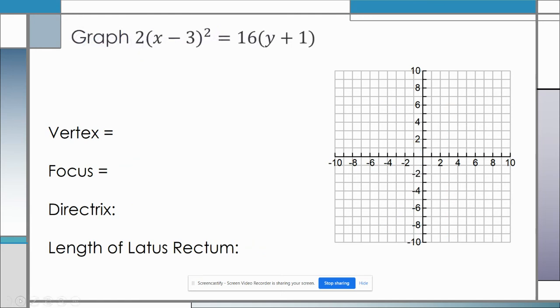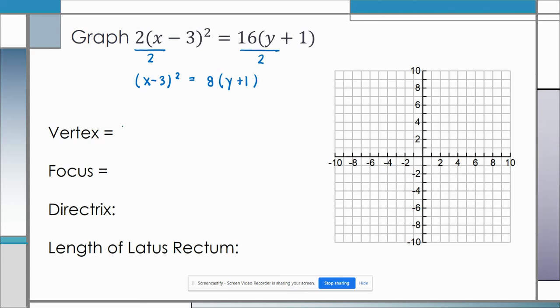Okay, if we graph another one, notice that this one, we have to do a little bit of work first because my squared term is not completely isolated by itself, so I don't quite have it in standard form. So I'm going to take that 2, I'm going to divide both sides by 2 to get that squared term alone. 16 divided by 2 is 8. So now, once I've divided by 2, I have my standard form.